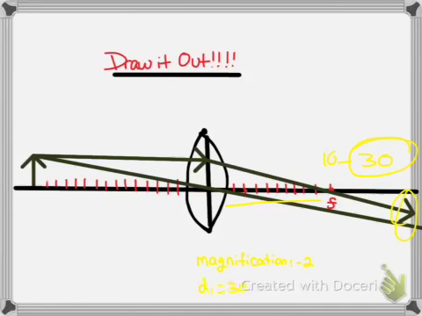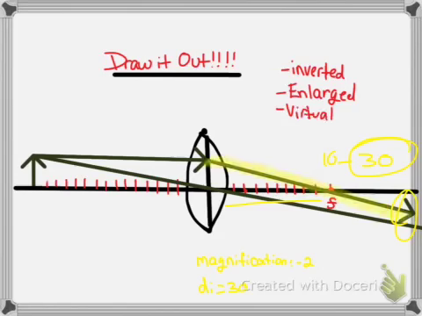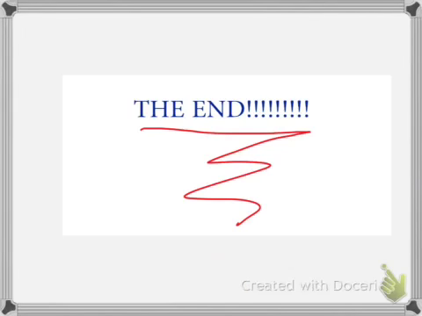Looking at this so far, let's describe this image. We know this image is going to be inverted. It looks like this image would be a little bit bigger than your object, so let's say it's enlarged. And we know it's virtual because the lens converged this light ray. And there you go, congratulations. You solved your scenario.